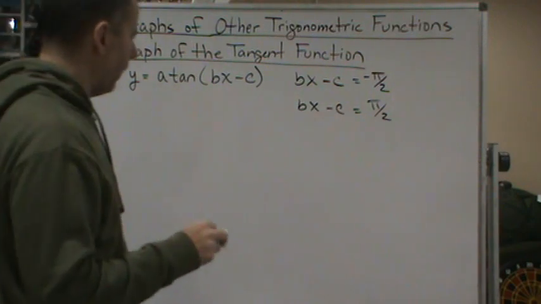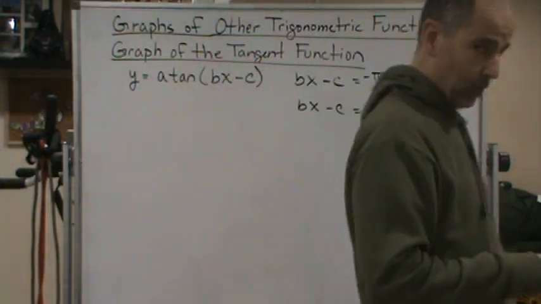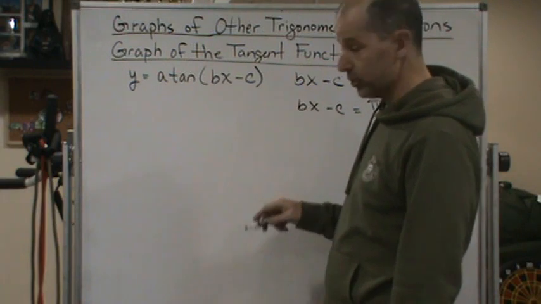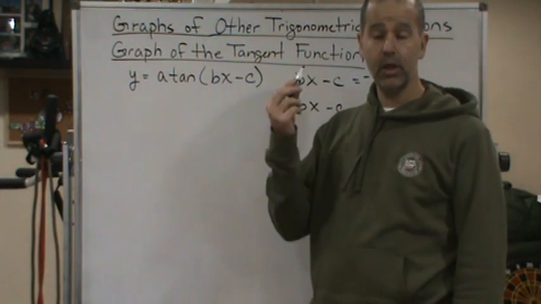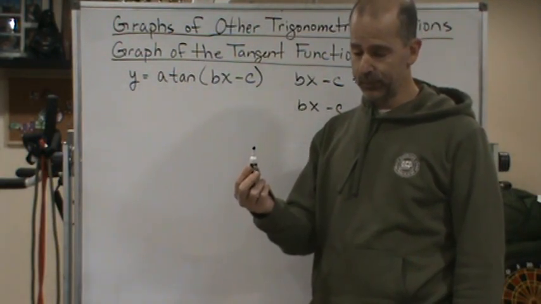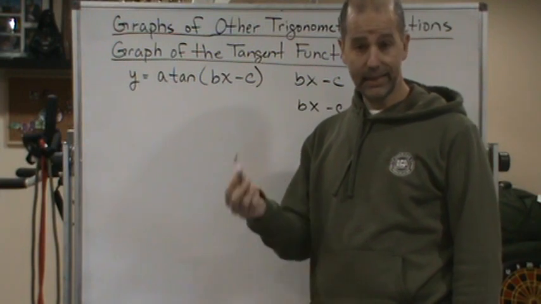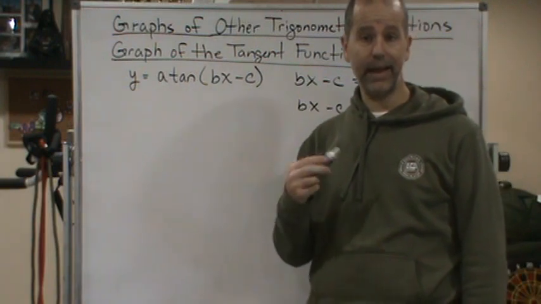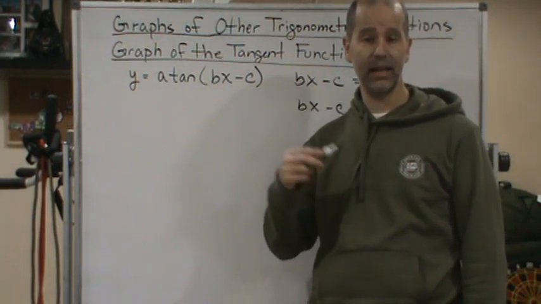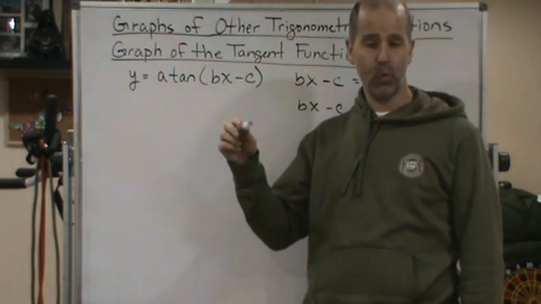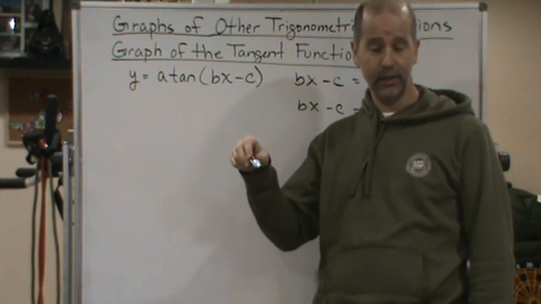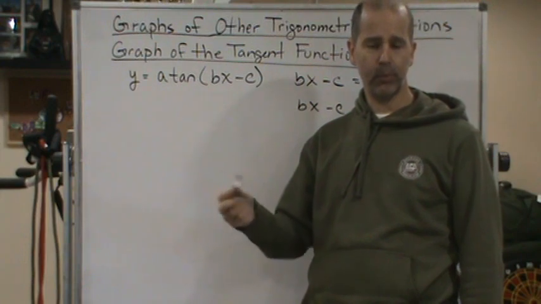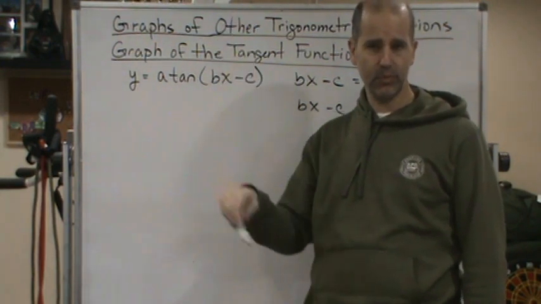Now, as far as plotting this goes, really all you have to do is plot the two asymptotes, so two consecutive asymptotes. You want to plot the x-intercept. You also probably want to plot a couple of extra points on either side of the x-intercept to get more of a feel of how this thing looks and behaves. And then once you have a few more points plotted, you just connect the dots.